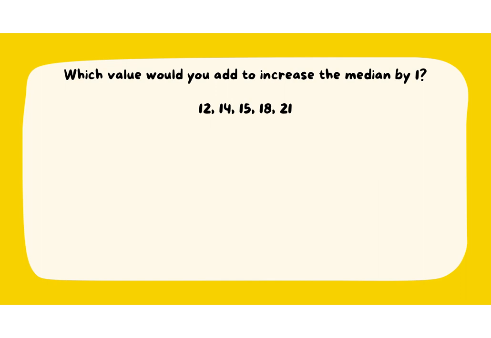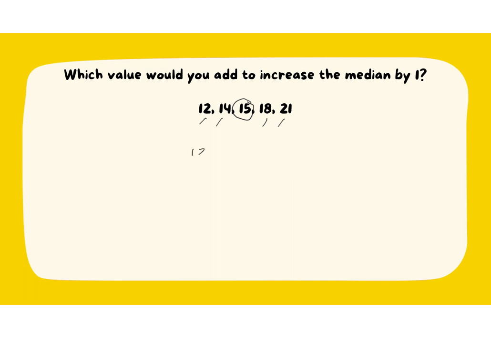In our second example, we're asked which value would you add to increase the median by 1. So currently I have 5 data points. So if I start ticking off on either end, I'm left with 15 in the middle. So my median is 15. I need my new median to be 16, and if I add a number 18 or above, that would increase it by 1.5. So that's too much. So it's got to be somewhere between 15 and 18.